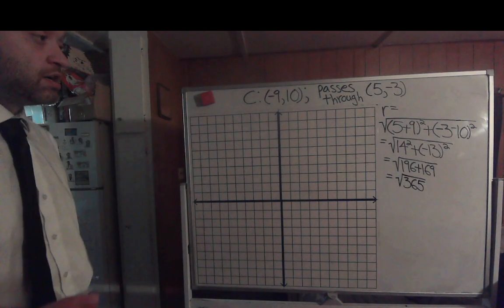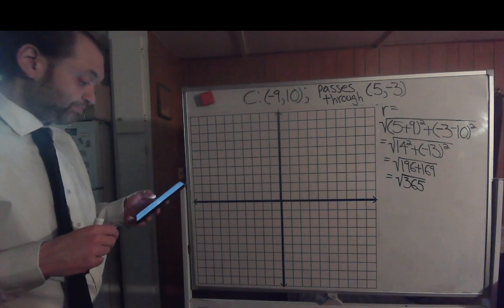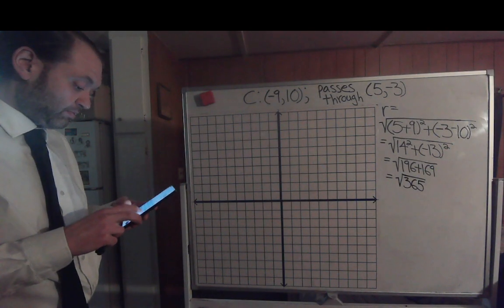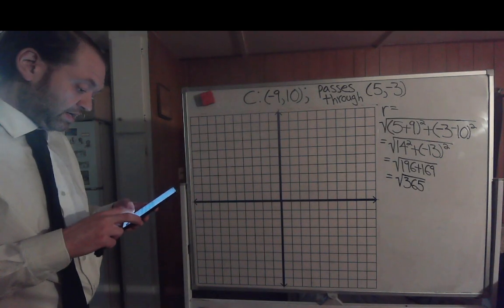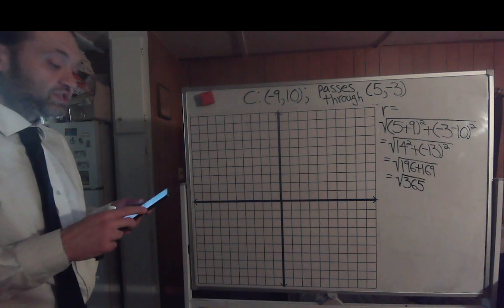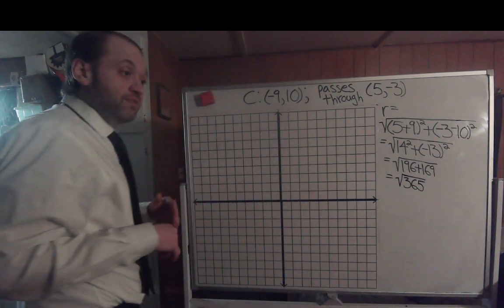Yes, so that's equal to the square root of 365. Well, let's see if we can identify the radius, as far as whether it breaks down any further. It doesn't. So your radius is the square root of 365.